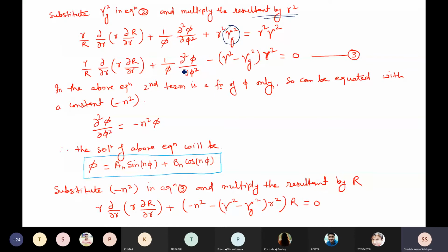Now you can see, if you take this r square gamma square to this side and take the negative sign outside, this will become gamma square minus gamma g square. I'll tell you why I have written this. Okay, so this is the term written here. Now in the above equation, the second term is a function of phi only. So it can be equated with a constant, minus n squared. So we have taken this as a constant value, and this is equated with minus n squared.